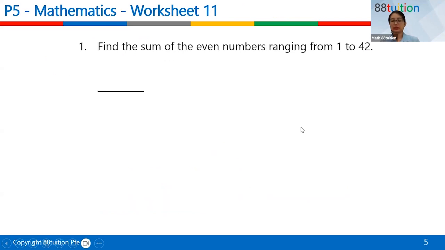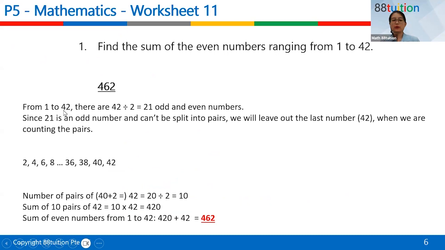Okay, this is the one in the worksheet. From 1 to 42, there are actually 21 odd and 21 even numbers. Like 1 to 10, there are 5 odd and 5 even. If you count it, it's 2, 4, 6, 8, 10, and 1, 3, 5, 7, 9. So from 1 to 10, there are 5 odd and 5 even. So for 42, there are 21 odd and 21 even.